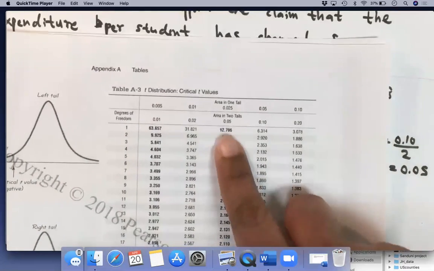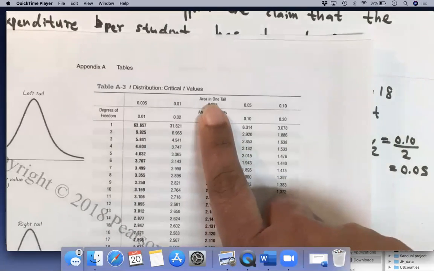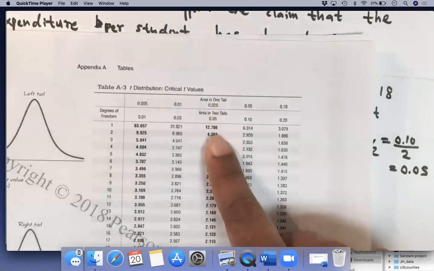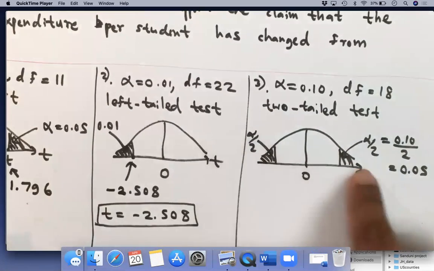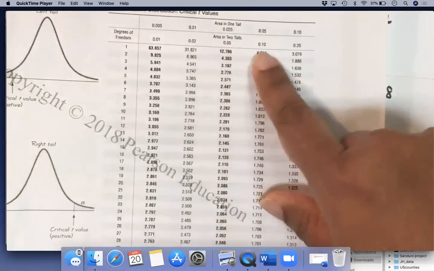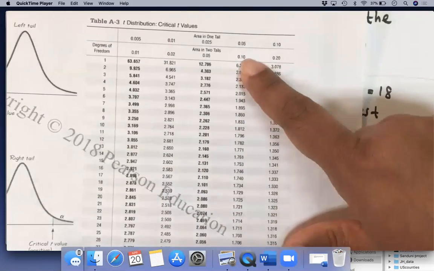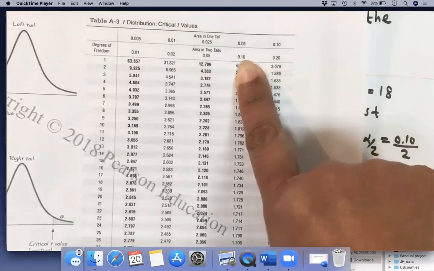Now here, actually you don't need to divide. The thing is area in two tails. What is area in two tails? It's alpha, so it's 0.1. So using the second row, select this one, 0.1. Then what is our degrees of freedom? It's 18.